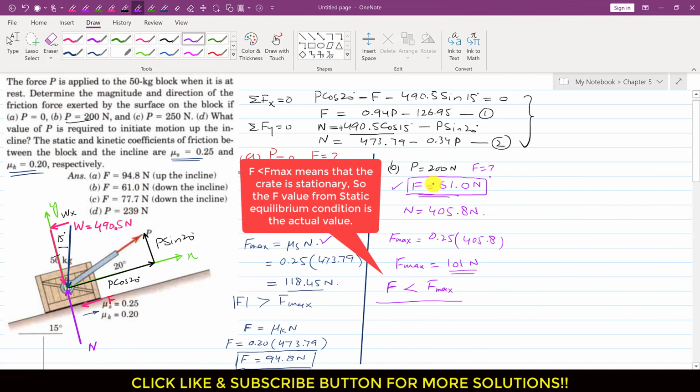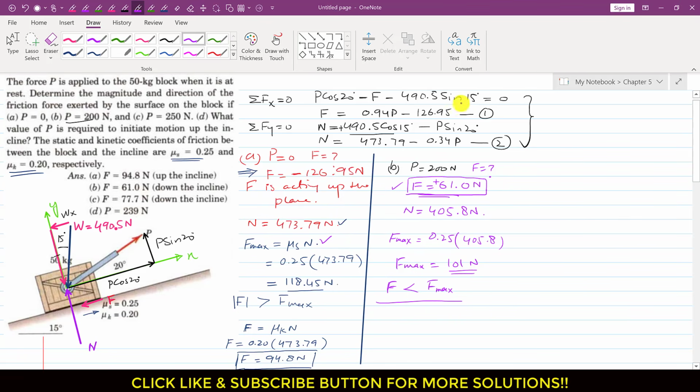And again, the sign of this friction force is positive, right? And in these two equations, we are assuming that the friction force is acting downward. So for case B, the friction value is 61.0 Newton, and the direction is up the plane, right? Sorry, it is down the plane, since we have assumed that it is down the plane. So I will write that the direction is down the plane. And in case A, the friction magnitude is 94.8 newtons, and it is up the plane, since the sign is negative here, right? So we can say that it is up the inclined plane.